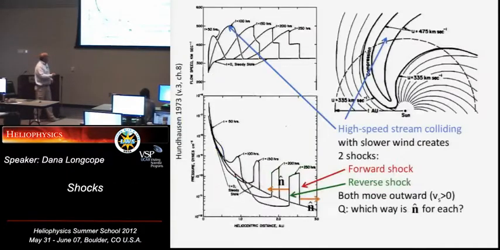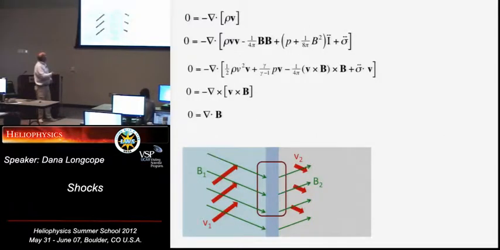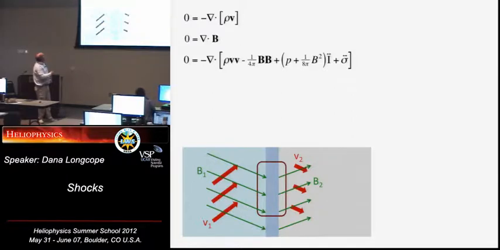Oh man, this is tricky. Then we're going to integrate these. We're going to assume they're stationary, so all these time derivatives are 0. We're going to integrate it over a volume. So these divergences will integrate to surface fluxes, and we'll just get jump conditions. So let's look at 3 of the jump conditions here.